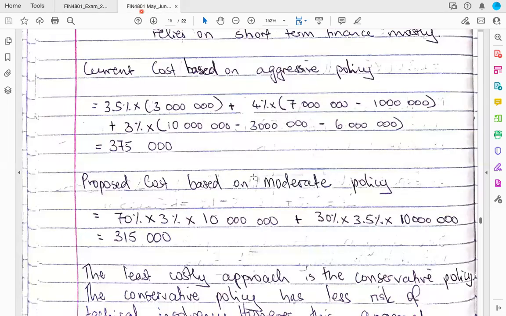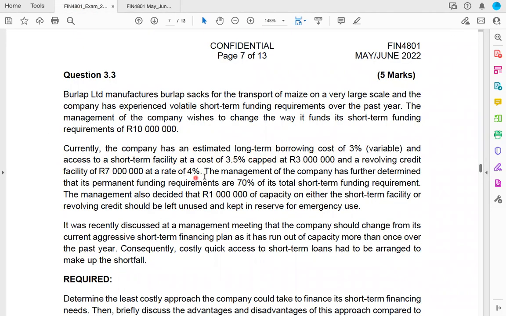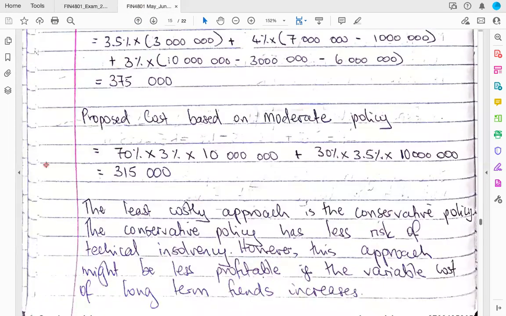So we'll then say the remaining 3 million, which is 30% of 10 million, multiplied by 3.5%, which corresponds to the cheaper source of finance. So we'll start with the short-term facility rather than the revolving credit facility. We'll still have 7 million in the revolving credit facility, but we'll use the short-term facility. And that will give us a cost of 315,000 rand.